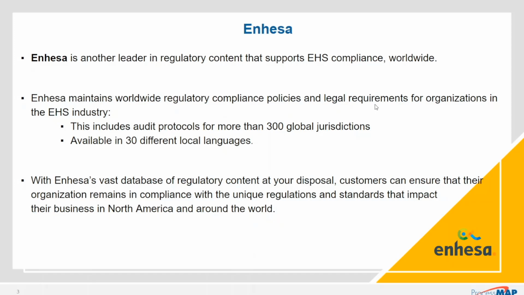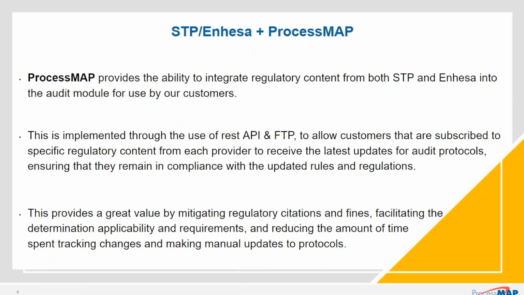Now that we've talked a little bit about STP and NHESA, you may be wondering how you can combine these incredible resources for regulatory content with Process Map and the audit management module. Alright, here's where it gets exciting. Process Map provides the ability to integrate the regulatory content from both STP and NHESA directly into the audit management module for use by our customers. This is implemented with the use of REST APIs and FTP to allow customers that are subscribed to specific regulatory content from either STP or NHESA to receive the latest updates for their audit protocols, ensuring that they remain in compliance when changes occur to existing rules and regulations.